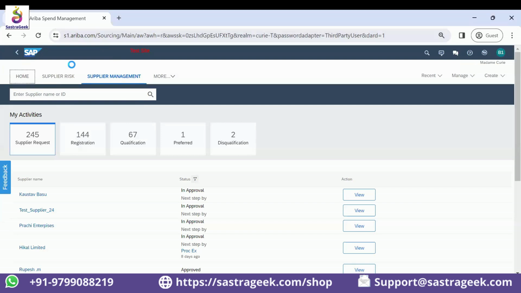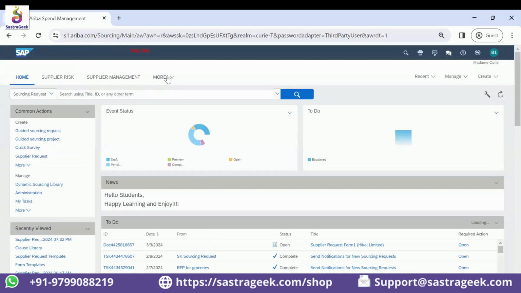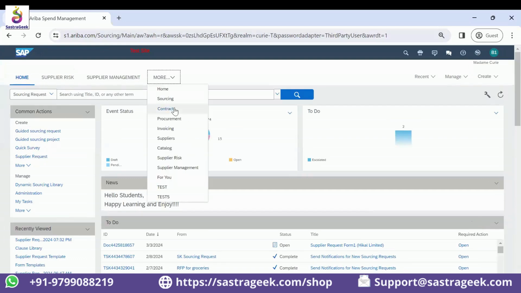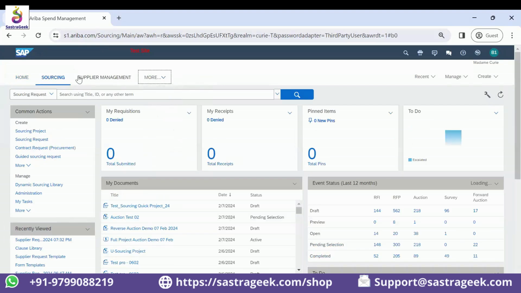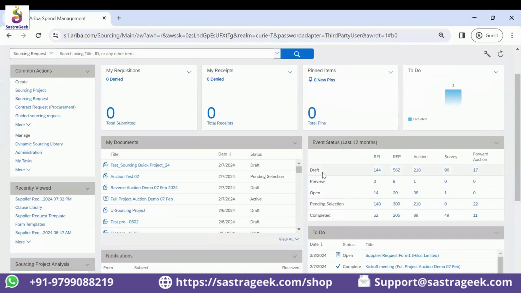I'll go to the home screen. Now you see different things are available here: supplier management, supplier risk, contract, and these are all related to the upstream module. When I click that sourcing, I also get these events. So events is nothing but sourcing. Okay, in Ariba, how does the sourcing event work? I will just explain that quickly.